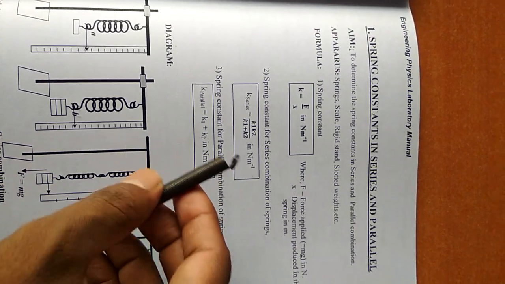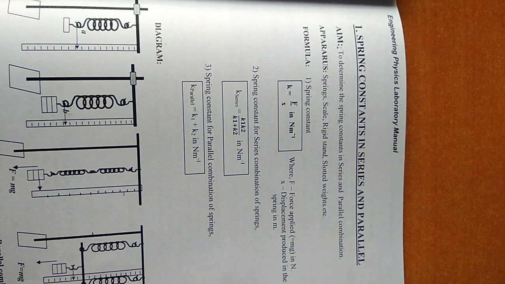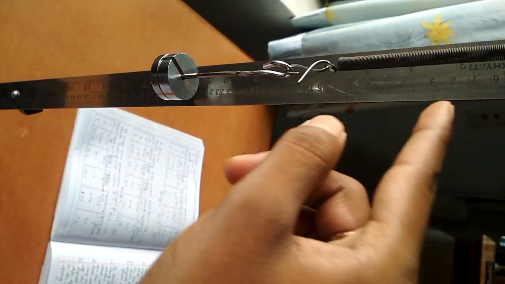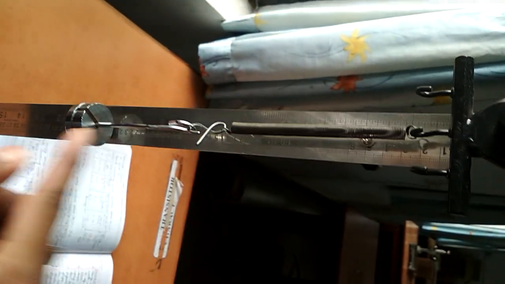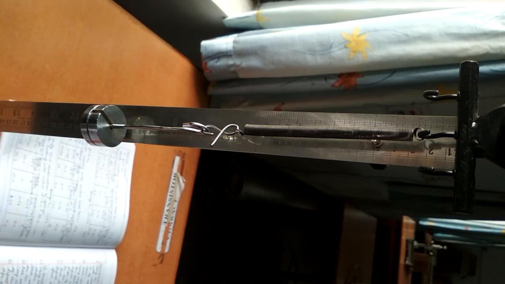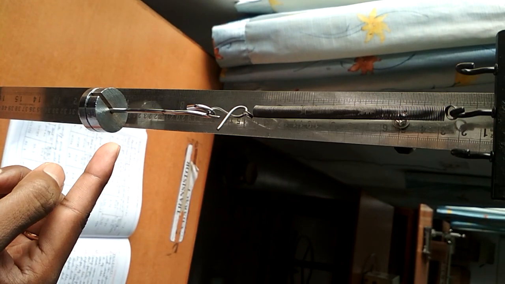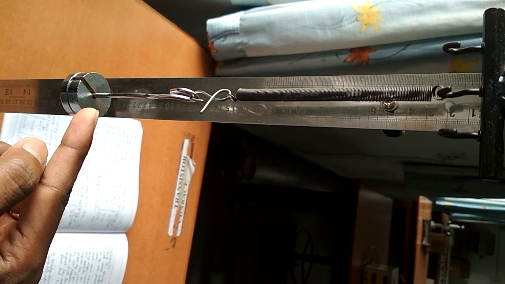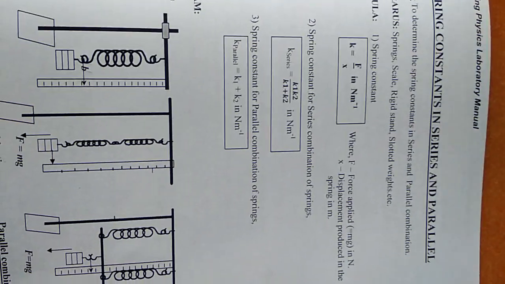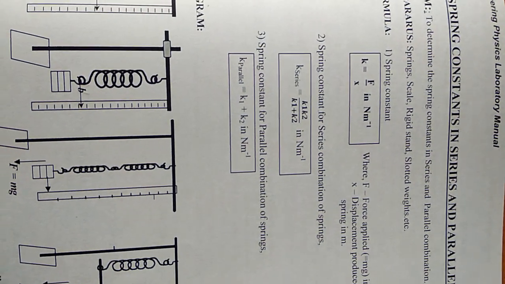Apparatus: what we are using in this experiment? Springs. Then scale. This is the scale we are using, centimeter scale. Stand, overall stand, this is the stand for spring constant, and weights. These are all the apparatus we are using in the spring constant experiment.